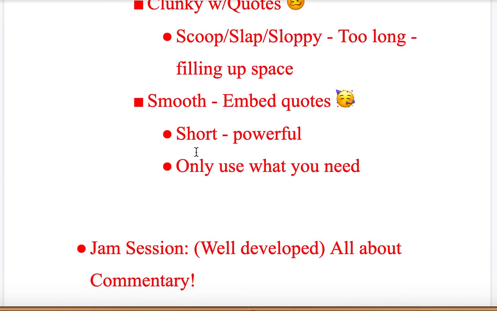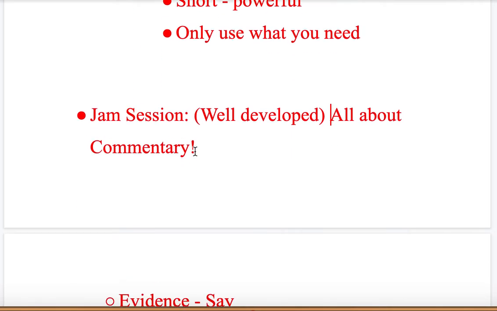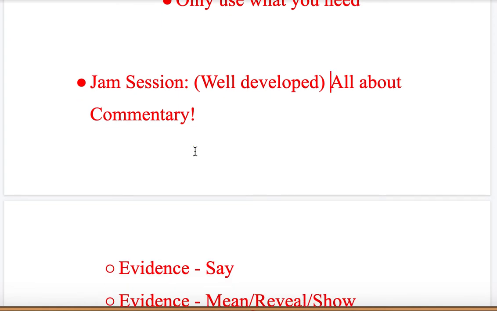Good writers embed quotes. They use short, powerful clips from the sentences. If you're writing whole sentences, that's weak. If you're embedding your quotes by using short clips, that's strong. Only use what you need from the sentence. You don't need all the words from the sentence. Make the majority of the paper your words, which leads us to our next point, the commentary.